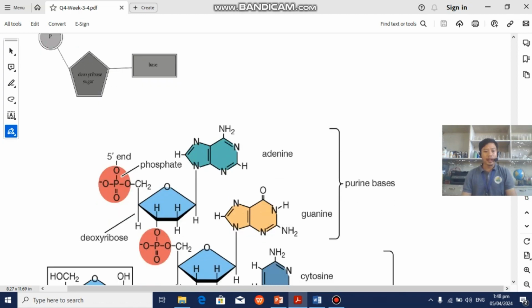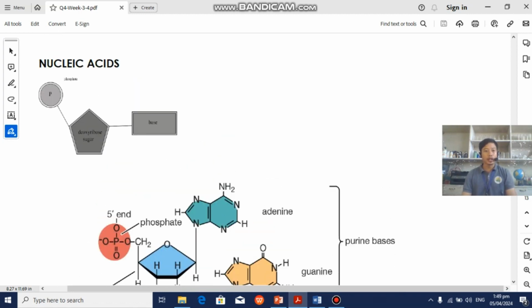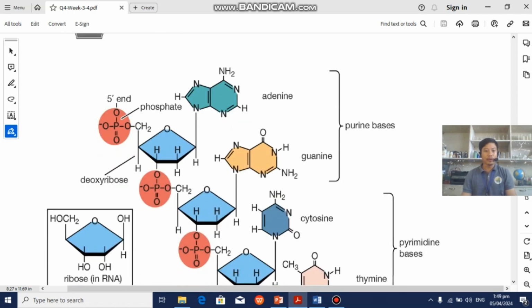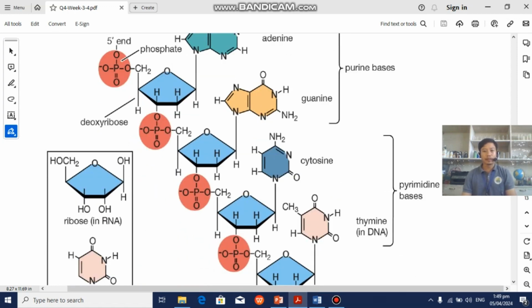So, what are the elements present in the nucleic acid? These are the different elements present in the nucleic acid: carbon, hydrogen, oxygen, phosphorus, nitrogen, and sulfur. So, lipids and nucleic acid have almost the same elements present in their structure.